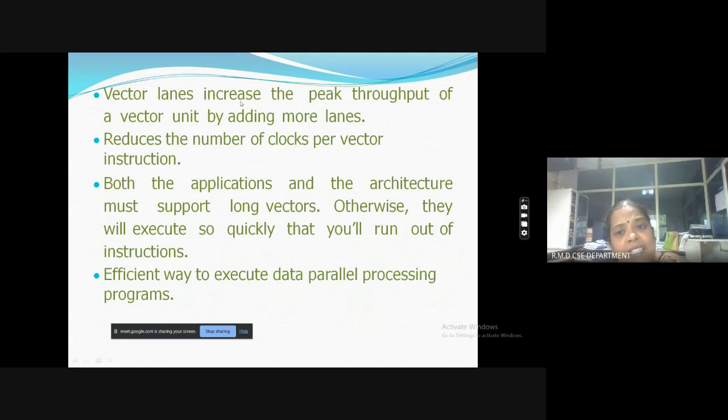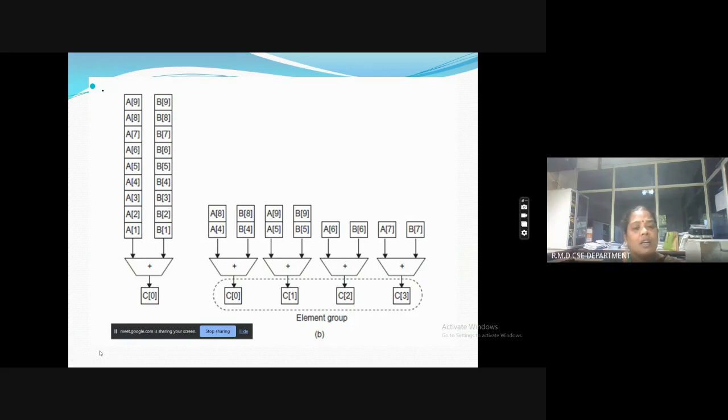Vector lanes increase the peak throughput, and when throughput increases, the performance automatically increases. By adding more lanes to a vector unit, it reduces the number of clocks per vector instruction. When the number of clock cycles is reduced, the execution is faster. Both the applications and the architecture must support long vectors, otherwise they will execute so quickly that you will run out of instructions. So vector computation is an efficient way to execute data processing problems, and it is used for parallel processing.